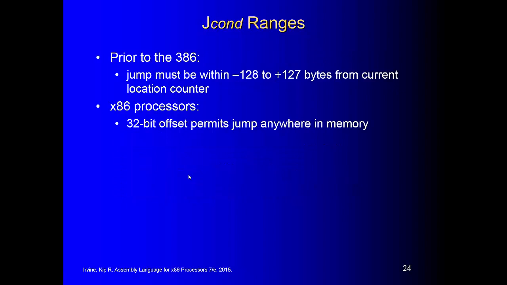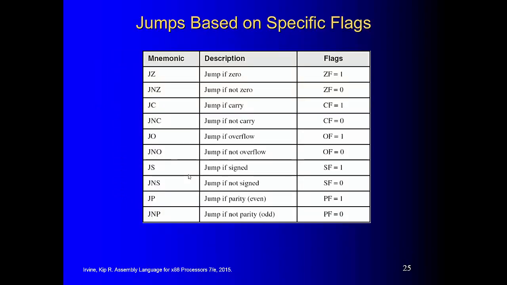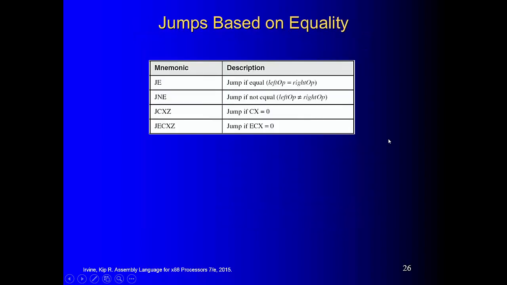This is a table. Tell us the jump based on some flag values. You can jump based on zero flag, jump zero when ZF equal 1, jump not zero, that means when zero flag equal 0, jump carry when the carry flag is set to 1, jump not carry when the carry flag is 0. So jump overflow, jump sign flags on, jump parity flags on. Or jump equal, jump not equal, jump when CX equal 0, jump if ECX is 0.